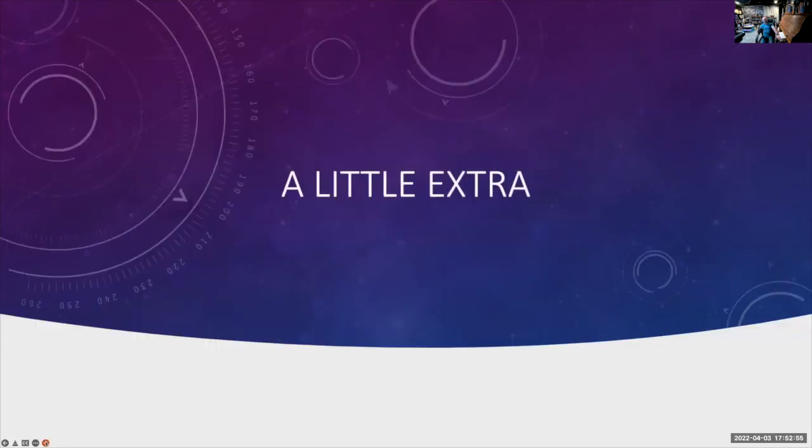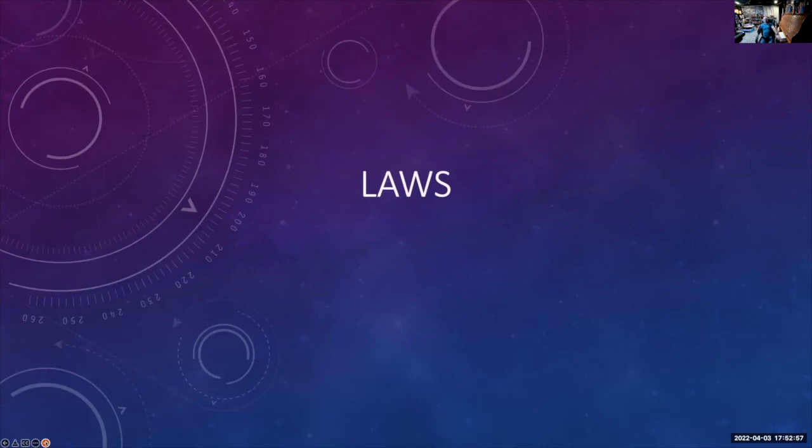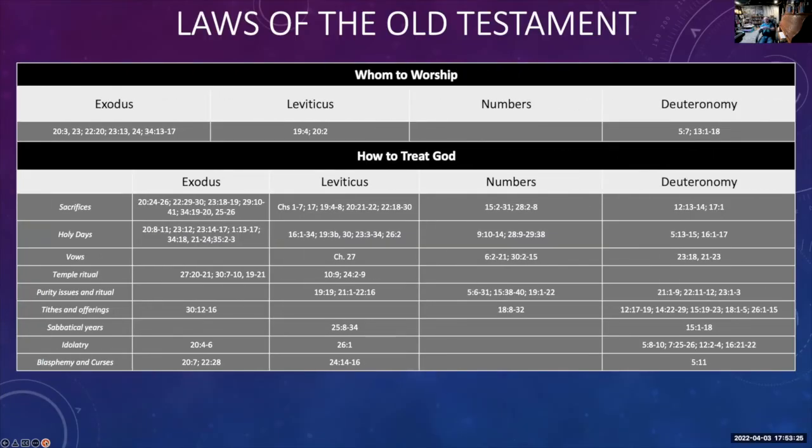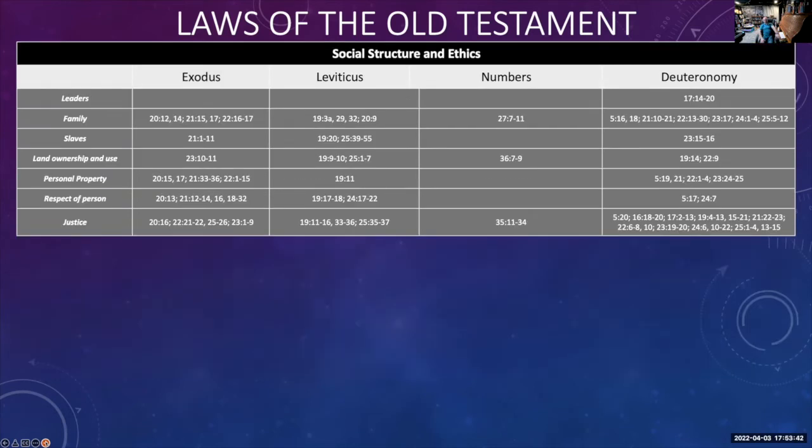All right, a little extra for you. I threw some of these out there. A chart of the laws. So whom to worship. We see some of these passages in Exodus, Leviticus, and Deuteronomy. How to treat God. I mean, obviously there's a lot. Sacrifices, holy days, vows, temple rituals, purity issues and rituals, tithes and offerings, sabbatical years, idolatry, blasphemy, and curses. So you can go to these passages and learn more.